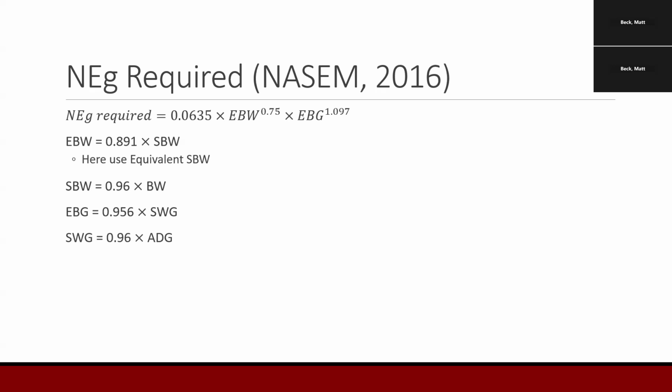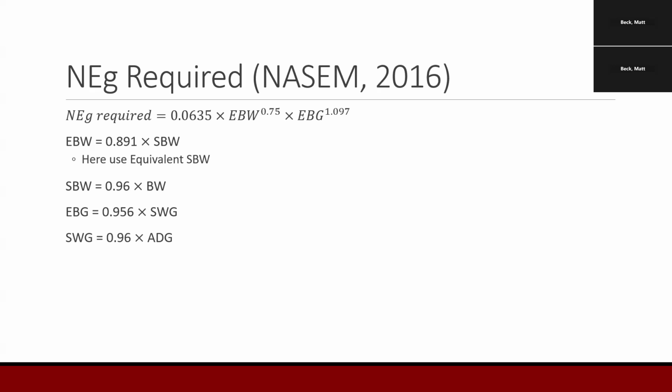Empty body weight is 0.891 times shrunk body weight. So here we're going to use equivalent shrunk body weight as our shrunk body weight. Okay. So shrunk body weight is body weight times 0.96. Empty body gain is calculated as shrunk weight gain times 0.956. And then shrunk weight gain is calculated as 0.96 times average daily gain. So it seems like there's a lot of steps, but the math's pretty simple, right?